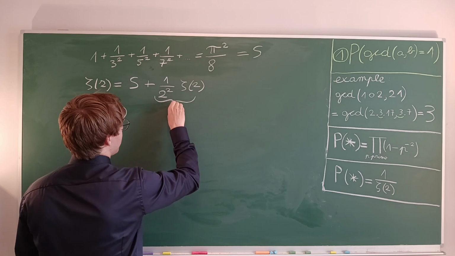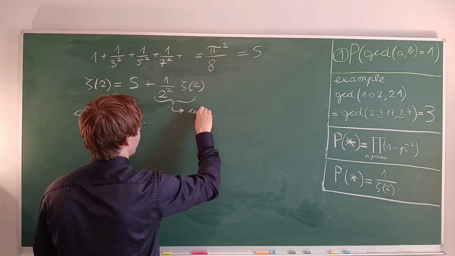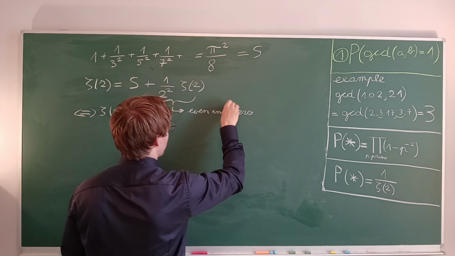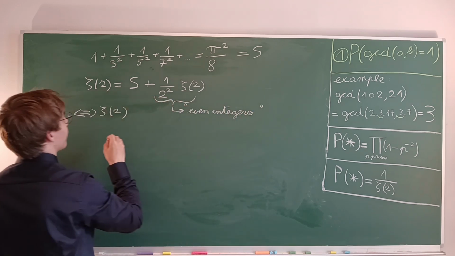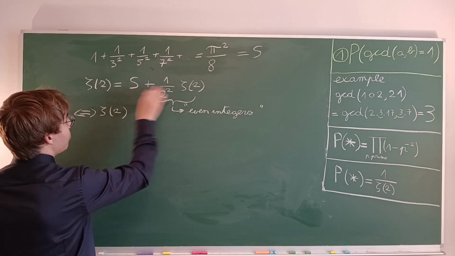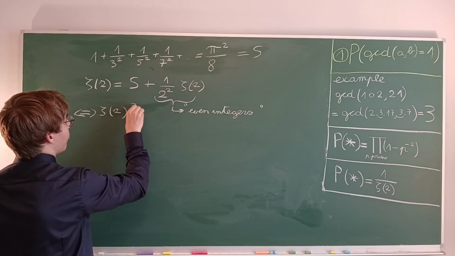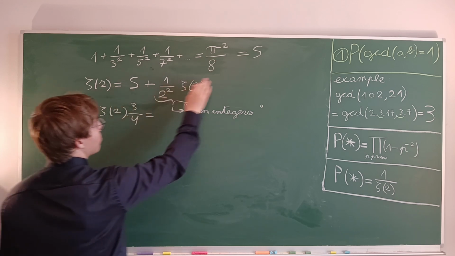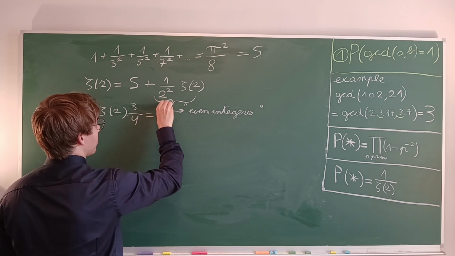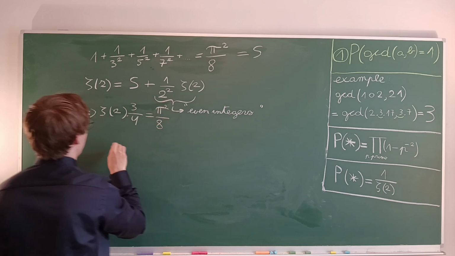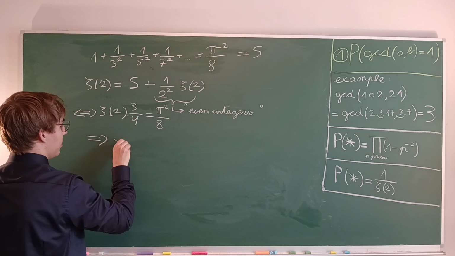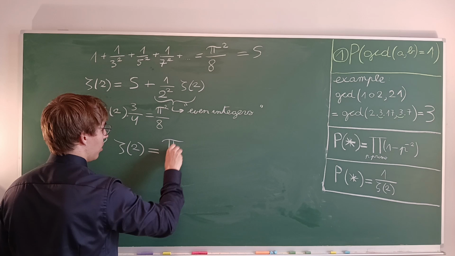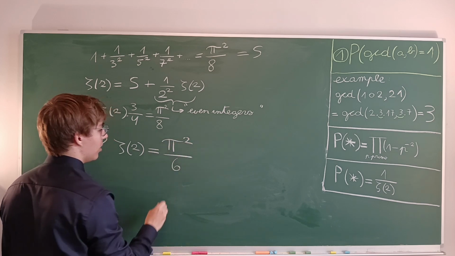So this represents the even integers. So zeta of 2 times 3 over 4 is equal to S, which is pi squared over 8. And this tells us that zeta of 2 is equal to pi squared over 6.